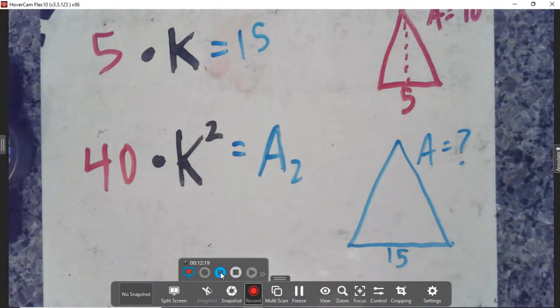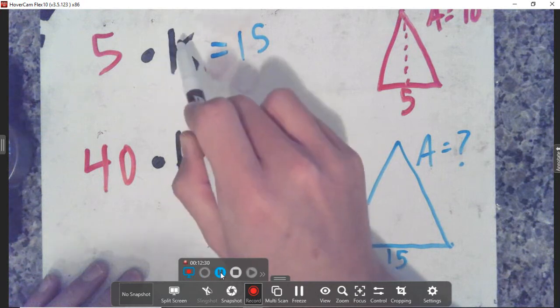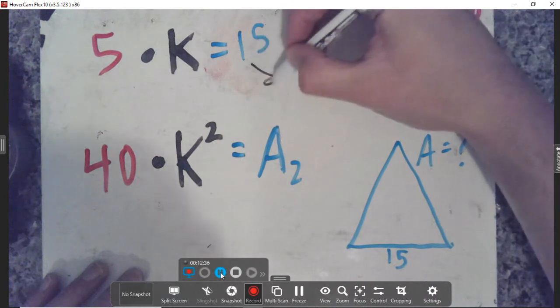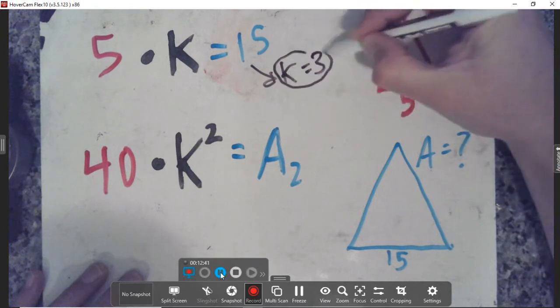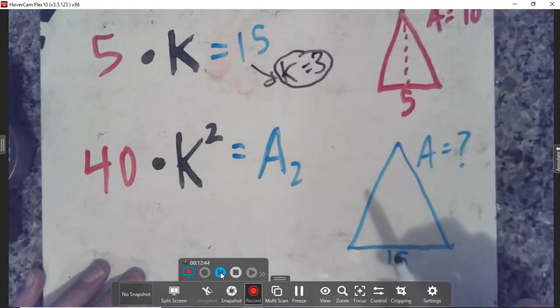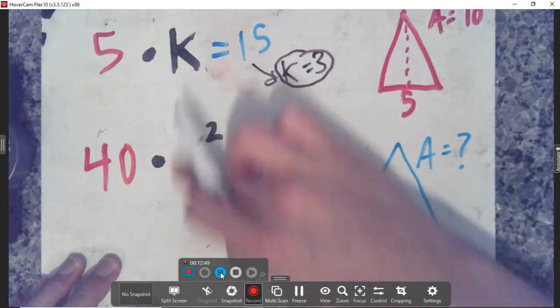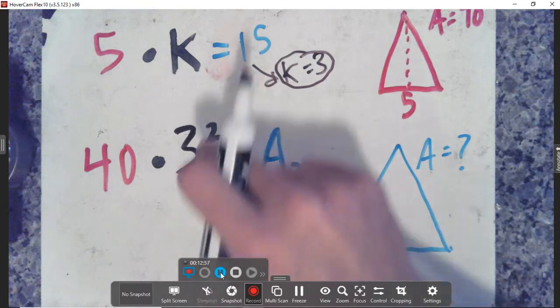Now we can do some quick math in order to find my scale factor, and then we're essentially done. We can find my scale factor by isolating k, and in order to isolate k, I've got to divide by 5. So 15 divided by 5, therefore k is equal to 3. So k is equal to 3. And since we know that, now we can find my area. Instead of K here, I'm going to write 3, because we just found it to be 3. Therefore, it's 40 times 3 squared.